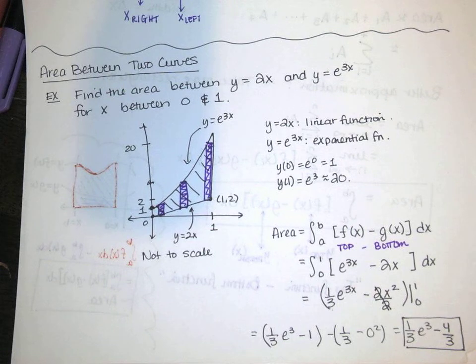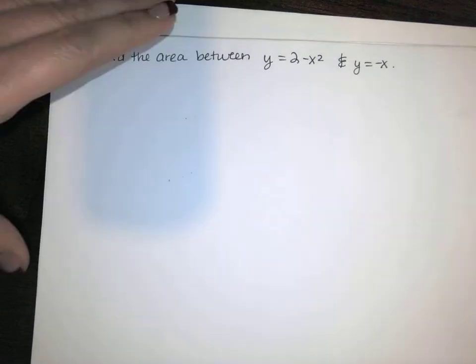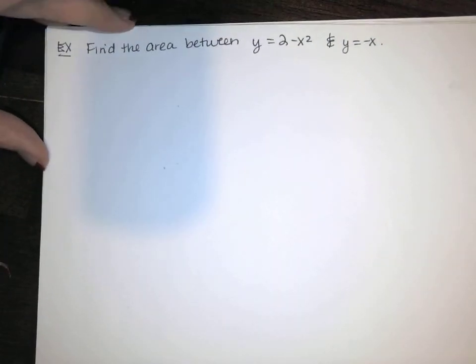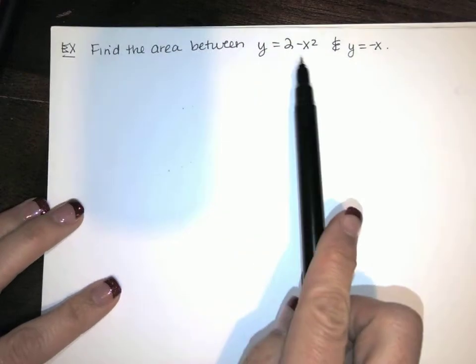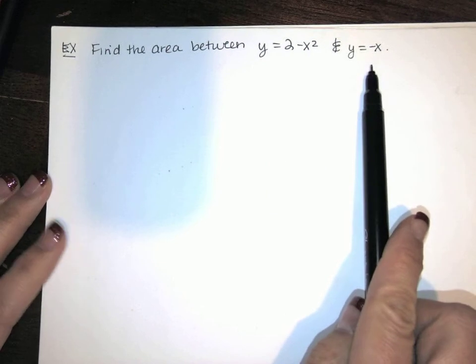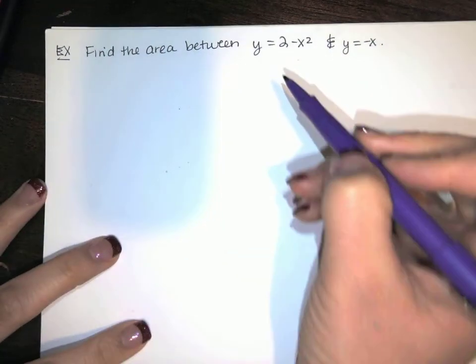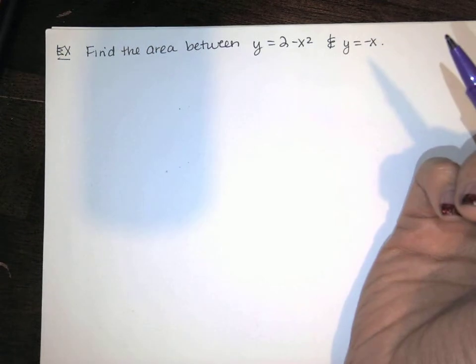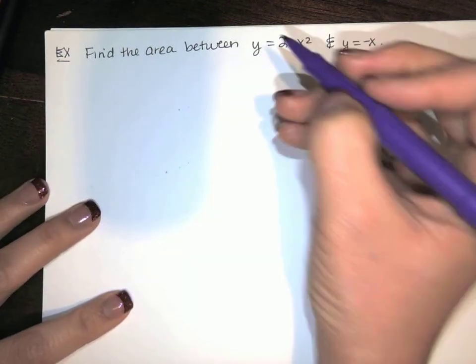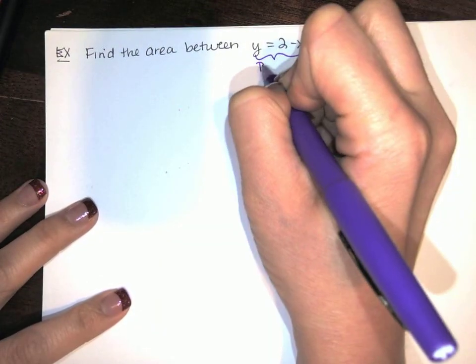Pretty easy. Now in this next problem, it's a little bit more complicated because a and b are not given to us. They ask us to find the area between this function and this function. Now, whenever I see that x squared, if there's x squared and there's no x cubed, there are no higher powers of x, this is a parabola when I graph it.